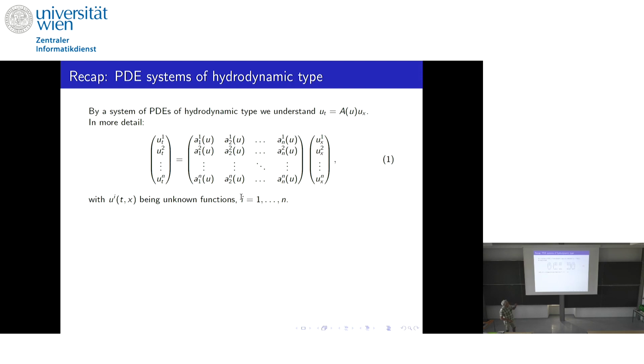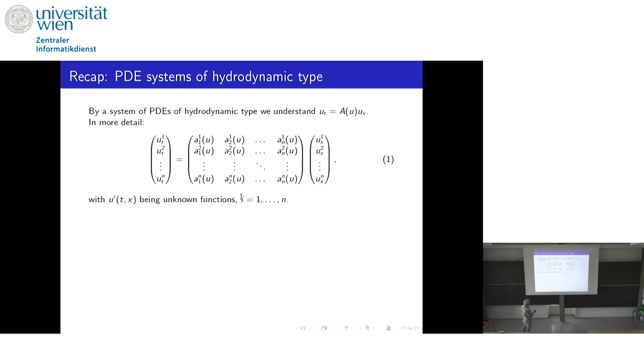So this is the definition of systems of hydrodynamic type, which you already have seen. I did it with more coordinates. Unknown functions u are functions of two variables. x is again a one-dimensional variable, and the formula is: the derivative by t of u equals a matrix, which may depend on u but does not depend explicitly on t and x, multiplied by the derivative of u by x.